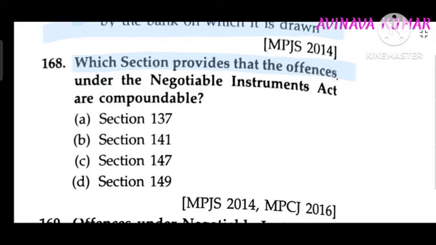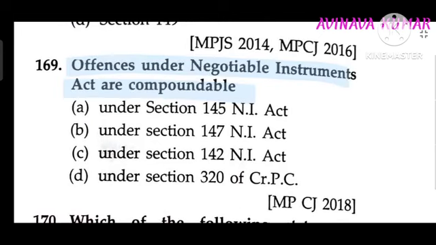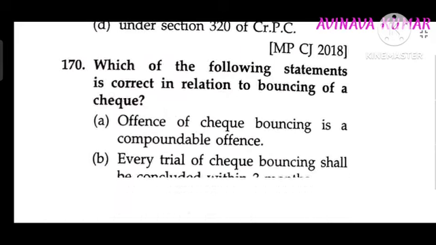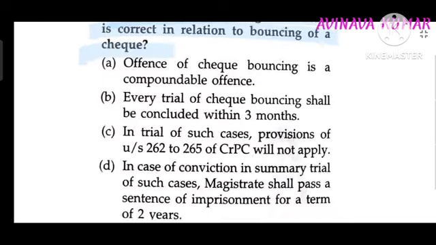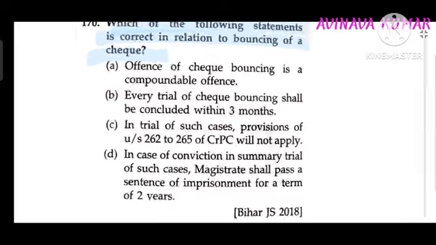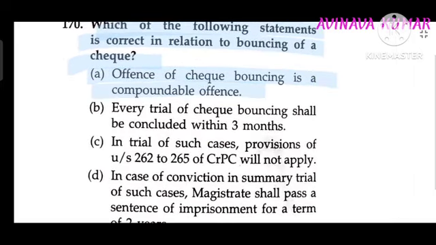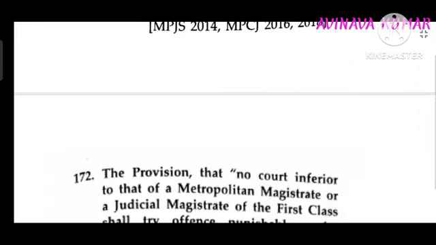Which section provides that offence under NIA is compoundable? 147. Offence under NIA is compoundable under Section 147. Which one of the following statements is correct in relation to the bouncing of the check? Offence of check bouncing is a compoundable offence. Offence under NIA is triable by Judicial Magistrate First Class.